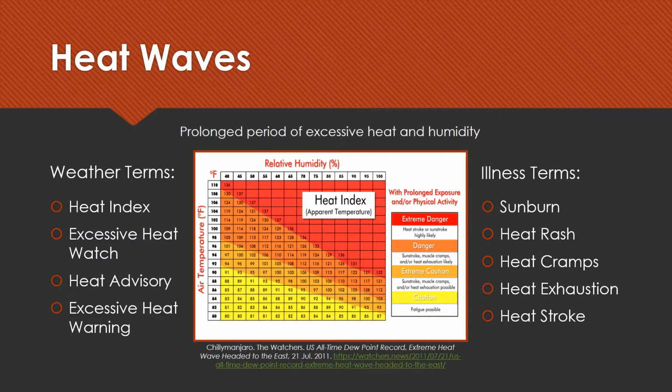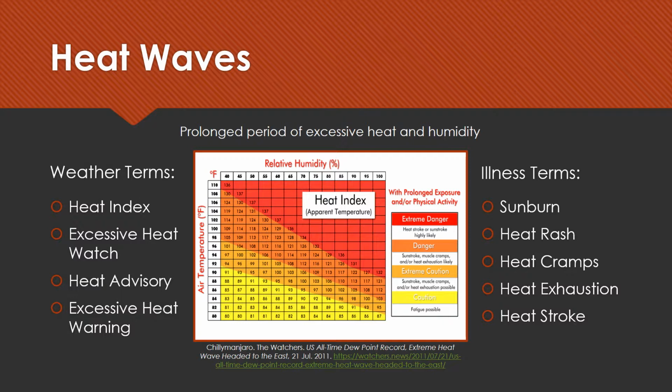An excessive heat watch is where the conditions are favorable to meet or exceed the heat warning criteria in 24 to 72 hours. A heat advisory is where the heat index values are forecasted to meet the advisory criteria for 1 to 2 days, with 100 to 105 degree Fahrenheit temperatures in the daytime. An excessive heat warning is where the heat index values are forecasted to meet or exceed criteria for at least 2 days, with temperatures 105 to 110 degrees Fahrenheit during the daytime.